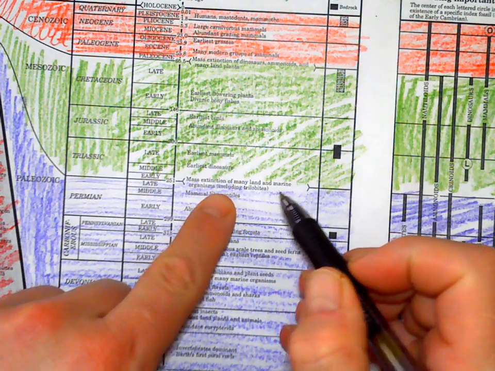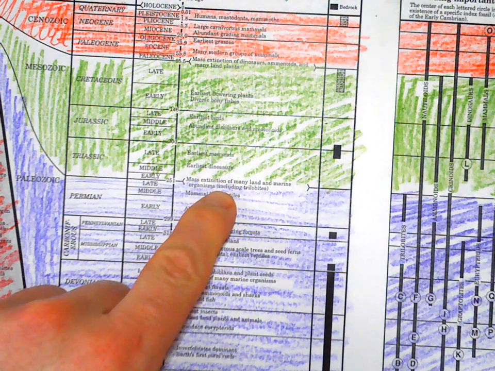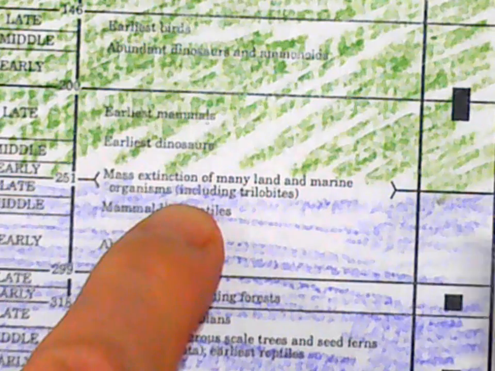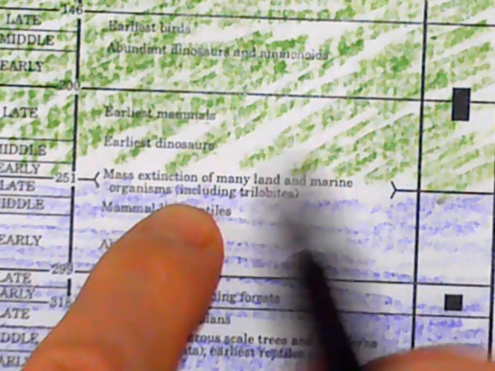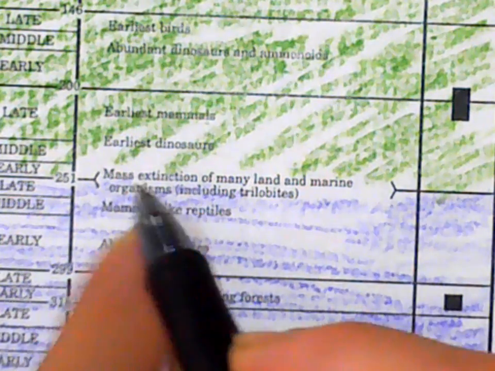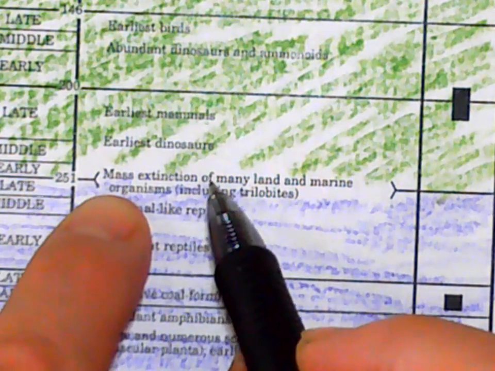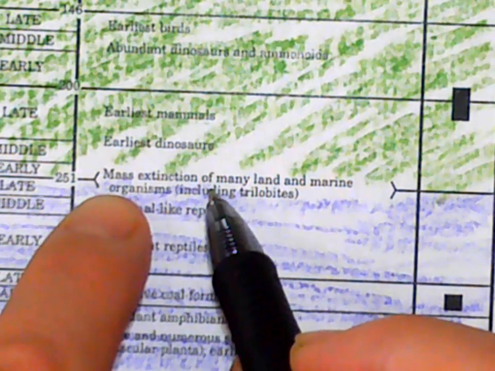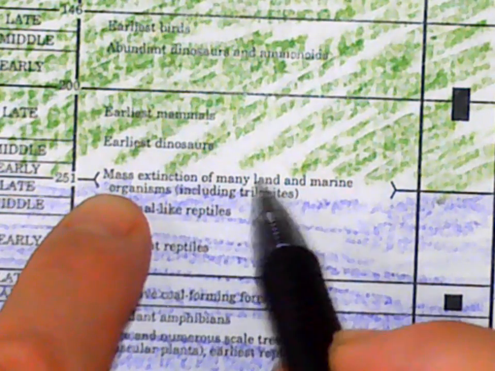It is right here. And you're going to have to read into these. Some of them have a lot of information. So there is my mass extinction of many land and marine organisms, including trilobites. That's the piece. Notice it is in these little V's. That means it happened exactly at this time. And we know the end of the Paleozoic was because of this mass extinction, right?